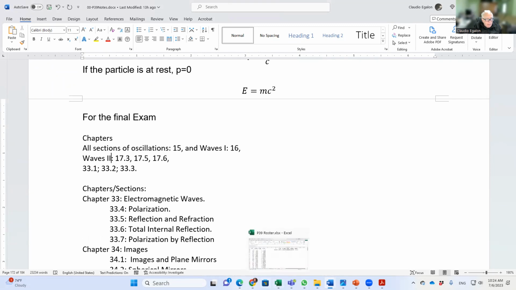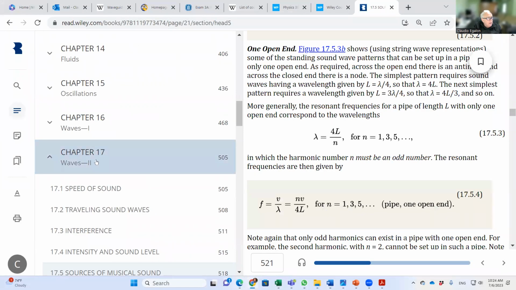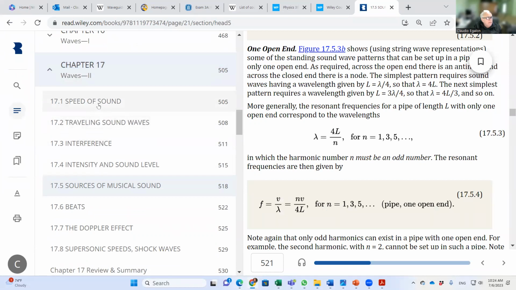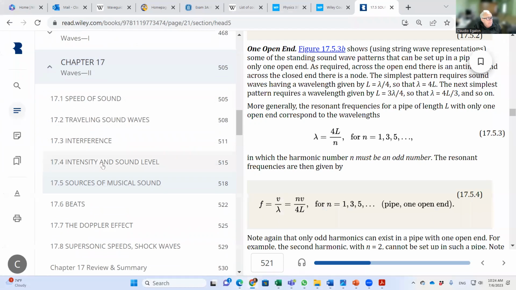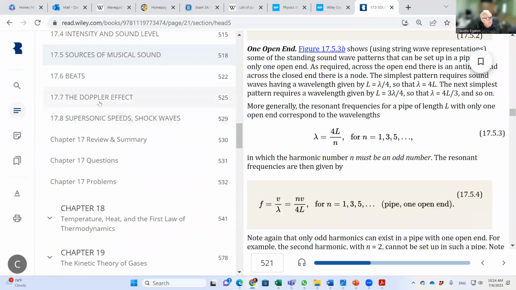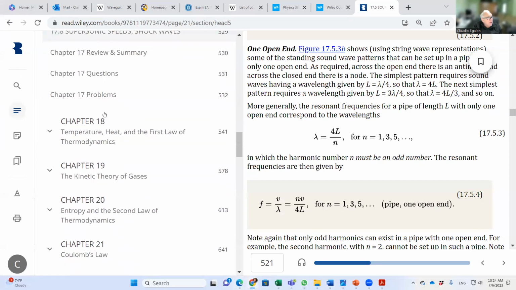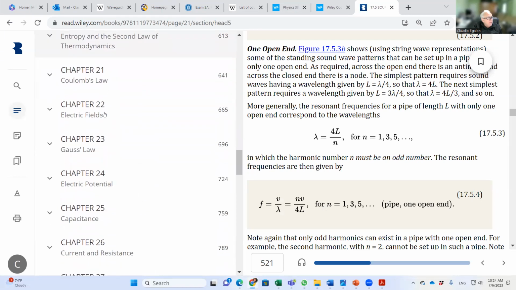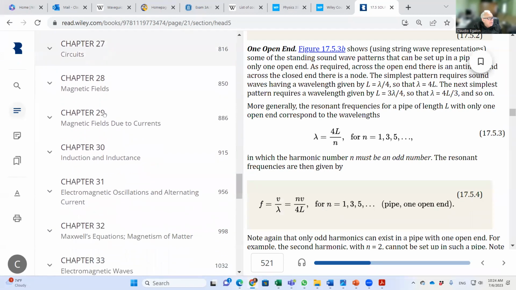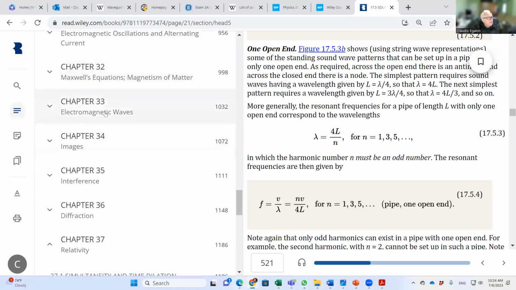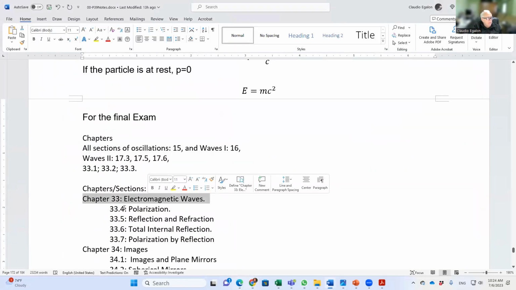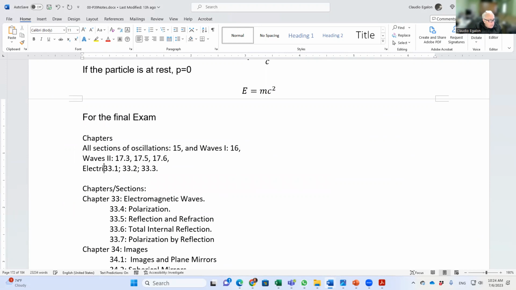And what about 33? Waves 2 is like sound related material, which includes Doppler effect, but Doppler effect shows up only at the end of the course. Electromagnetic oscillation, electromagnetic wave. 33 is electromagnetic waves. This is electromagnetic waves too, but just part of electromagnetic waves.